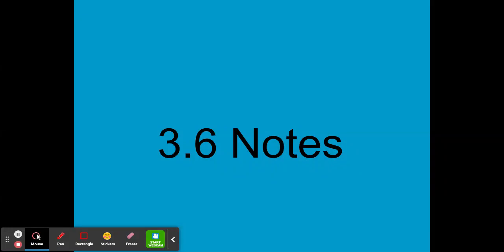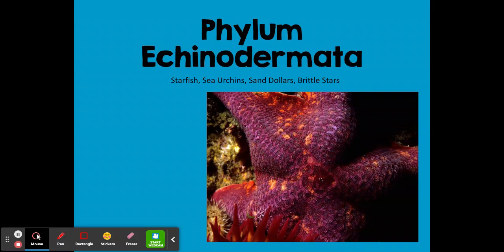So these are going to be our notes for 3.6, which is going to be over the phylum Echinodermata, which includes starfish, sea urchins, sand dollars, and brittle stars, just to name a few. And if you haven't done so already, please go ahead and either pull up your own notes that you're taking to write down the pertinent information, or go ahead and open that doodle note sheet that I gave to you and come on down to where the Echinodermata phylum is.